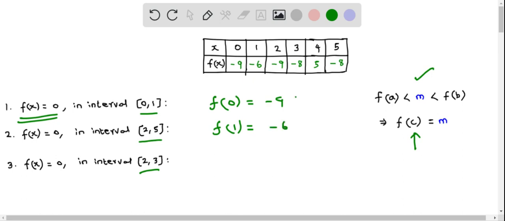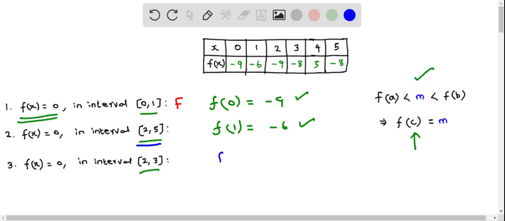Now we have to determine the sign of these. This is negative and this is also negative. If both values are negative, then definitely 0 does not lie between those two negative values. So we see that f of x is not 0 in this interval, which means we can mark F for this first question. Now let's do the similar thing for the second question.